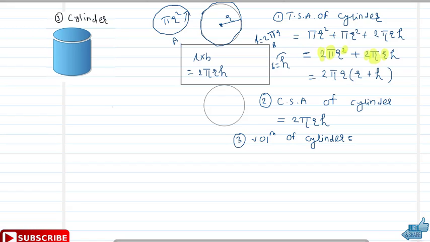So volume of cylinder is nothing but pi r square, which depends on the circle, and h, which depends on the height of the cylinder. So pi r square h, this is the volume of the cylinder. And see, there are three variables in multiplication, r square and h. So the unit is very simple. The unit is unit cube for the volume.